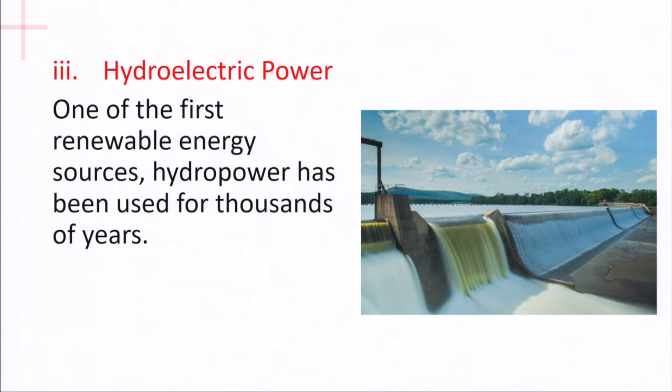The third type of renewable energy is hydroelectric power. One of the first renewable energy sources that was being used is hydropower, and it has been used for thousands of years. Hydropower is the term for water-based energy. Even before it was exploited to create power, it was a pioneering renewable energy source.